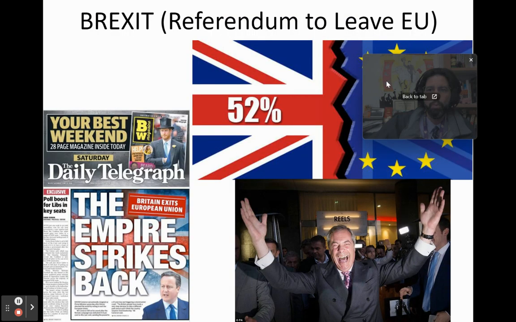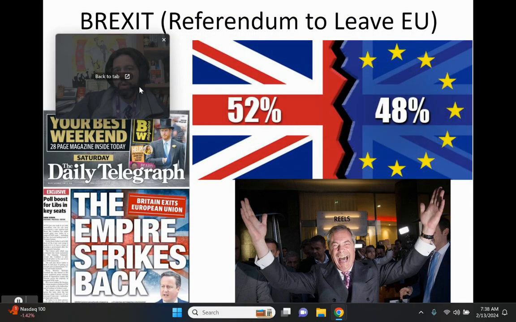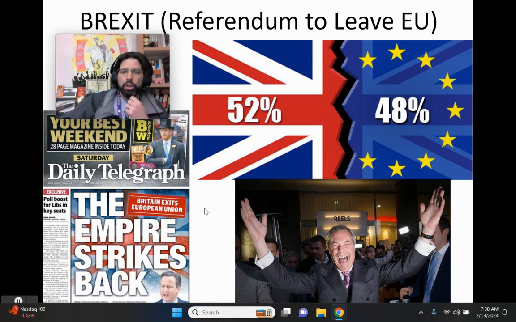The vote to do that was called Brexit, and the vote was a referendum. So the people actually voted to leave the European Union, 52% to 48%. This is Nigel Farage. He was a member of a very far right party that advocated for it. And no one was really expecting this to happen until about two or three days before the election, but that is what Brexit is: the UK leaving.